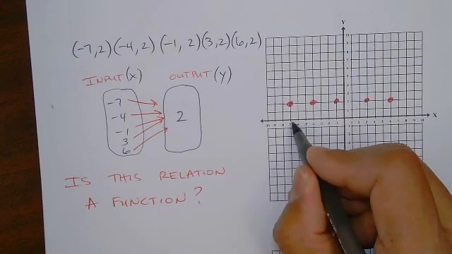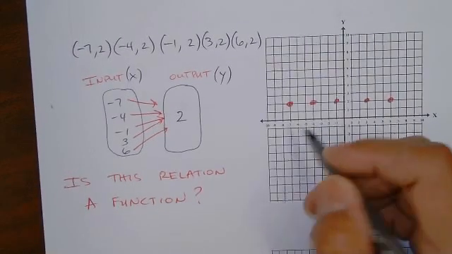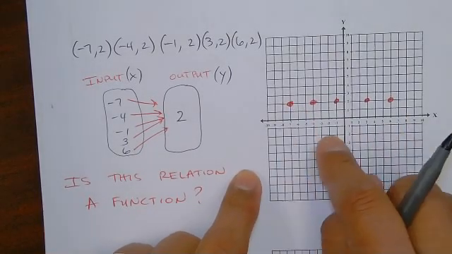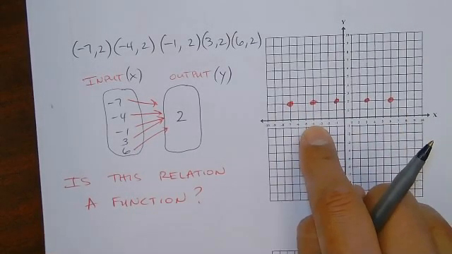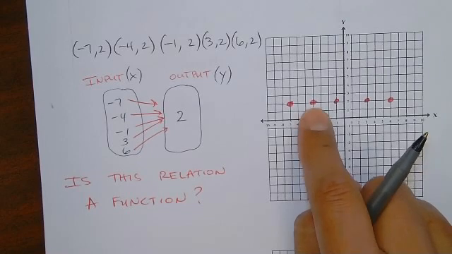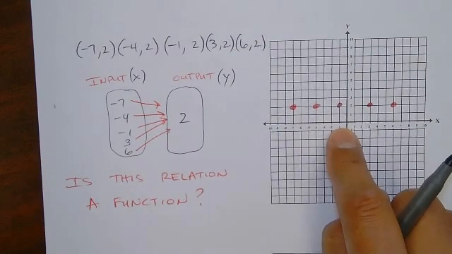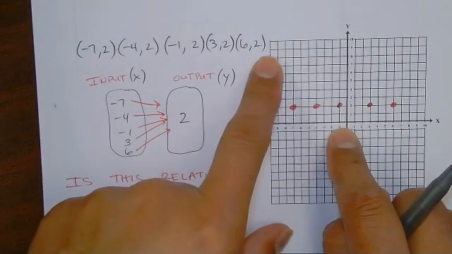That's when it fails. That's when it's not a function. If I have x at -7, it could only go to one number. Is -7 only going to one number? Yes. Is -4 only going to one number? Yes. Is -1?